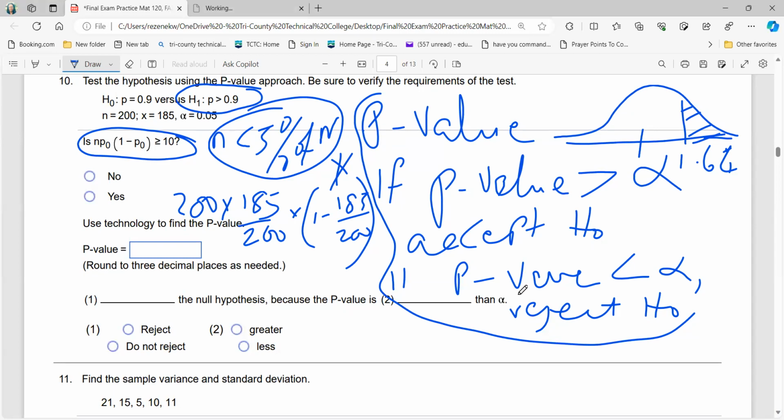And now that I have accepted the null hypothesis, I do not have enough evidence to reject the null. The status quo is still true, it's still working. I do not have enough evidence to reject the null because I accepted the null. I want you to know that you don't have any business rejecting the alternative. You do not have any business.